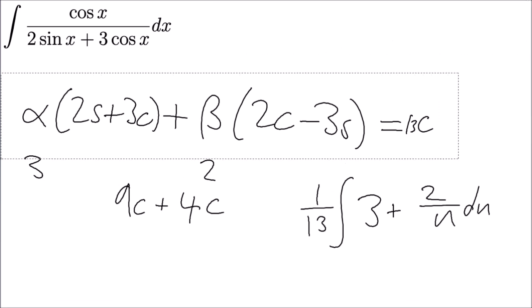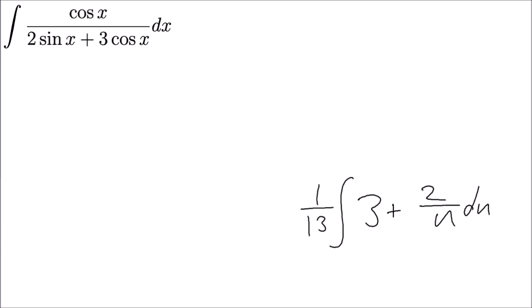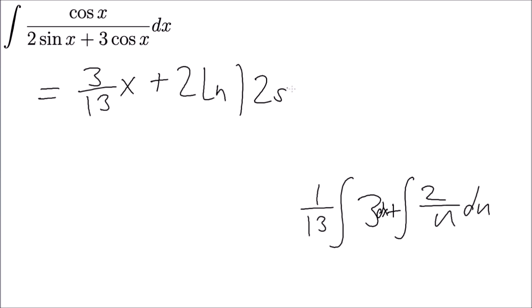Again, if you're a beginner or intermediate, I don't recommend doing this. This is such a bad habit for you to do in integration. But this is 3 over 13, this is just x, and then this is dx, and this is its own integral. Okay. So 3 over 13 x plus 2 ln of 2 sine of x plus 3 cosine of x plus c.